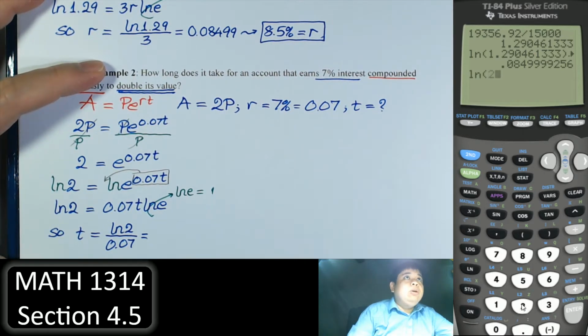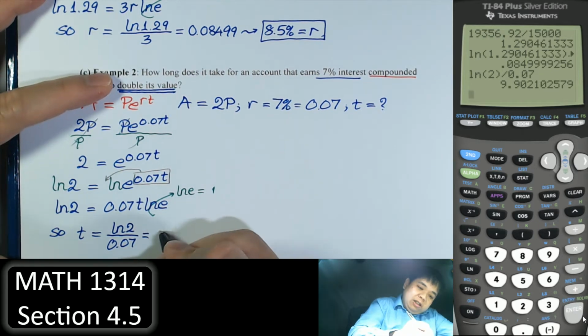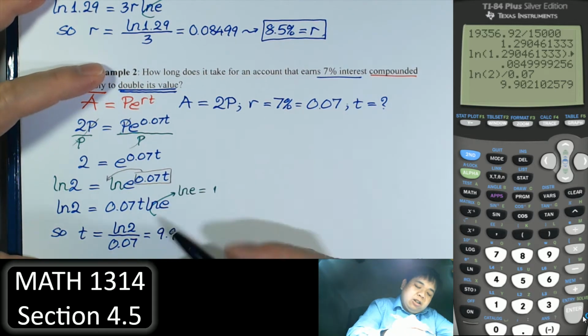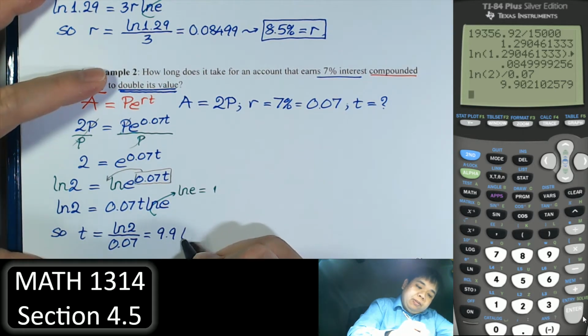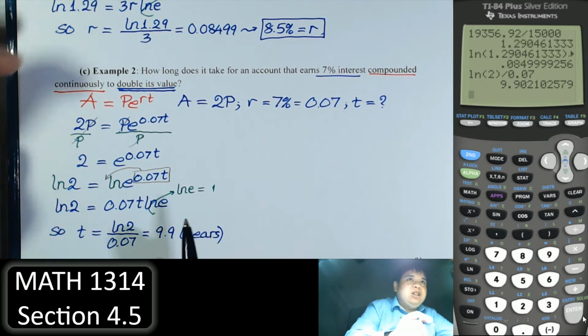Ln of 2 divided by 0.07, and we have 9.9. And this is the time, so that's in years. So about 9.9 years, or round up to 10 years.